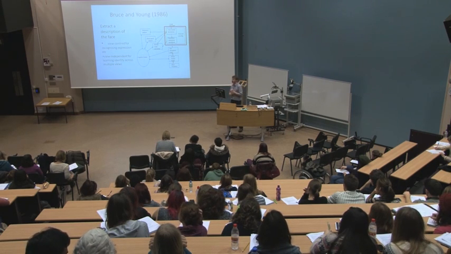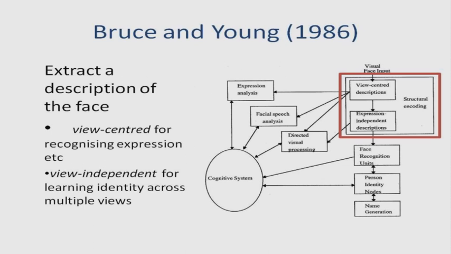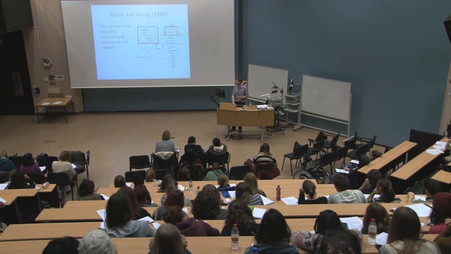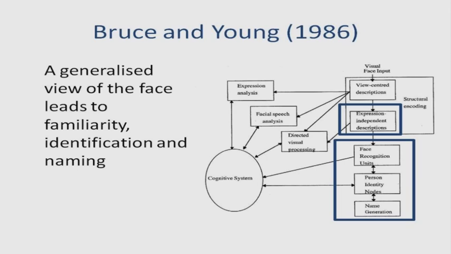So I've said some of this. I've said that what the model does is extract a description of the face, a structural description, which is then either view-centered or view-independent, and about how the current view supports things like expression and speech. But what was more important for Bruce and Young was this other route of how we recognize familiar faces and how we identify them and name them, and how we access all that information that I talked about in the beginning that we know when we look at somebody that we recognize. So we get this generalized view-independent representation of the face, which we can then use to name the person.